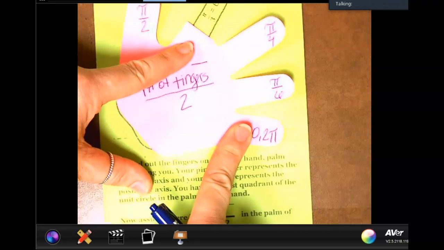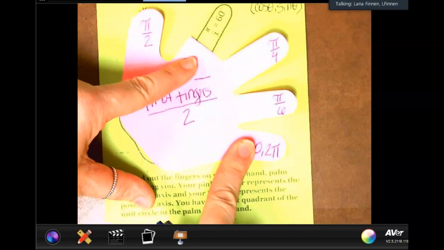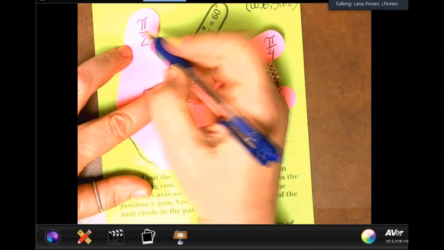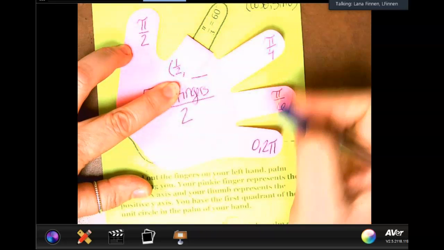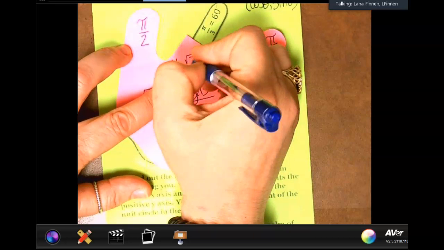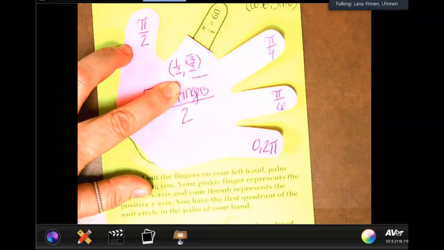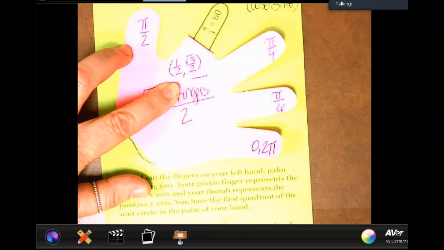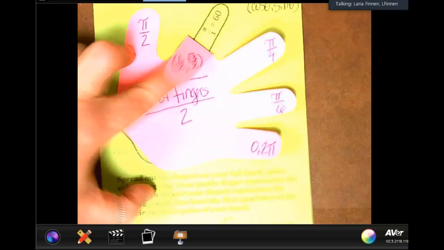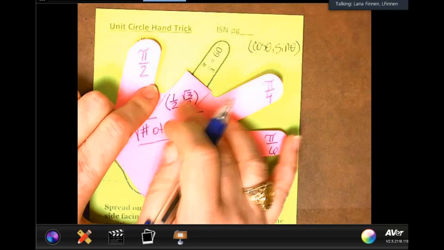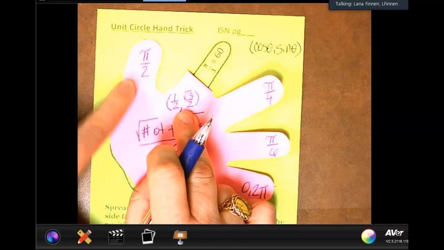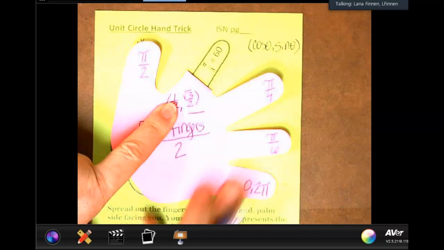I have 3 fingers to the right of it. So if I do the square root of 3 over 2, that's my y value. This gives me my ordered pair for pi thirds. To the left of it, I have 1, so that's 1/2. To the right of it, I have 3, so I have square root of 3 over 2. So if I ask you, what is the cosine of pi thirds? You can bend back your index finger. You have 1 over here, so the cosine is 1/2. The sine is square root of 3 over 2.